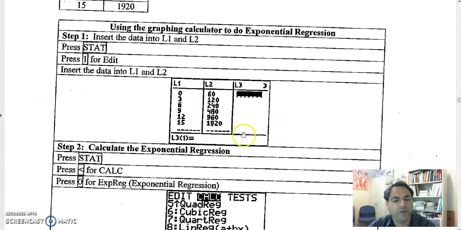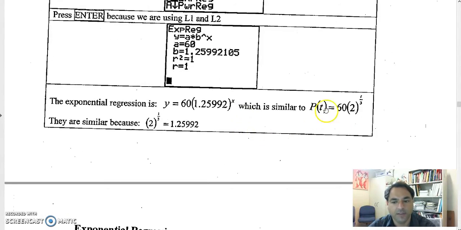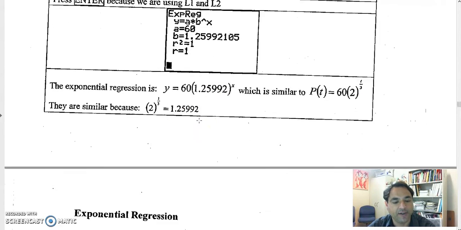So you may be wondering, hey, that's different than by hand. Well, this is what we have by hand, 60 times 2 raised to the t over 3. And then by calculator, it's 60 times 1.26 raised to the x. But really, this is 2 raised to the 1 over 3 t. 2 to the 1/3 t. Well, 2 to the 1/3 is the same number. So it is exactly the same thing, just done in the calculator.